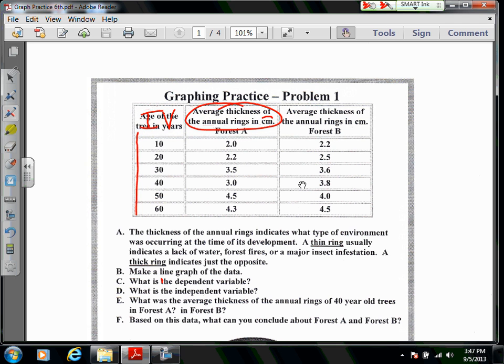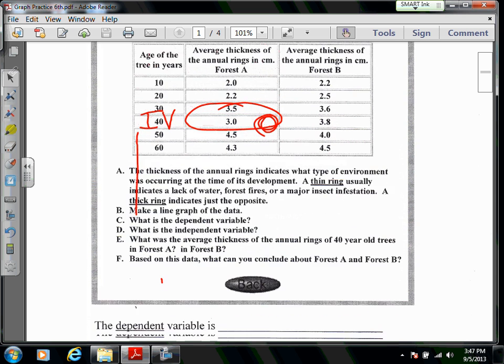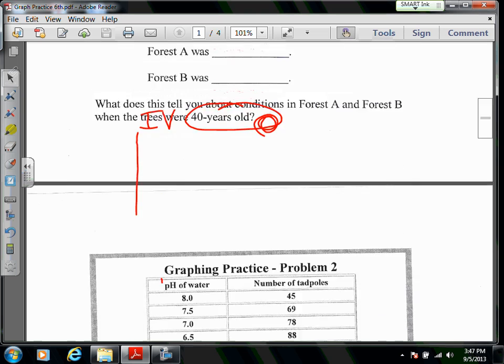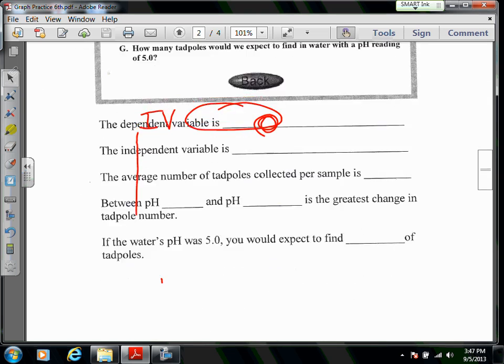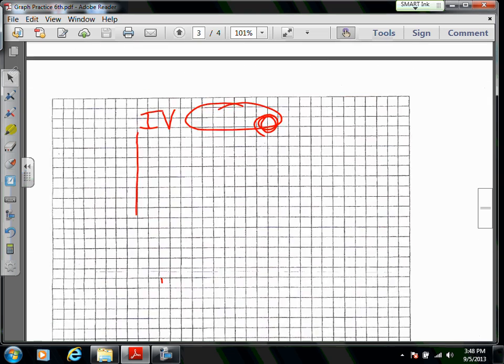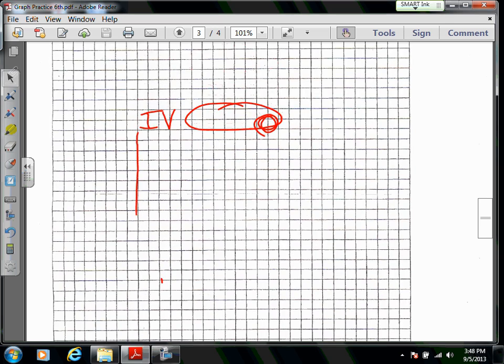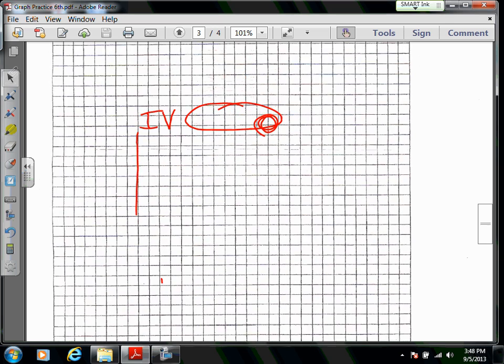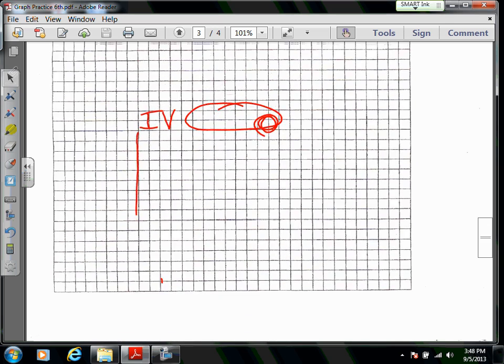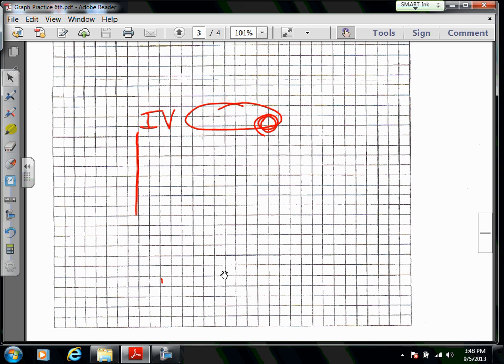So it's in centimeters. All right, so let's go down to our graph and we'll practice setting up a line graph with this data. So here is your graph. And we did this one in class. We didn't do the whole thing, but we did most of it.